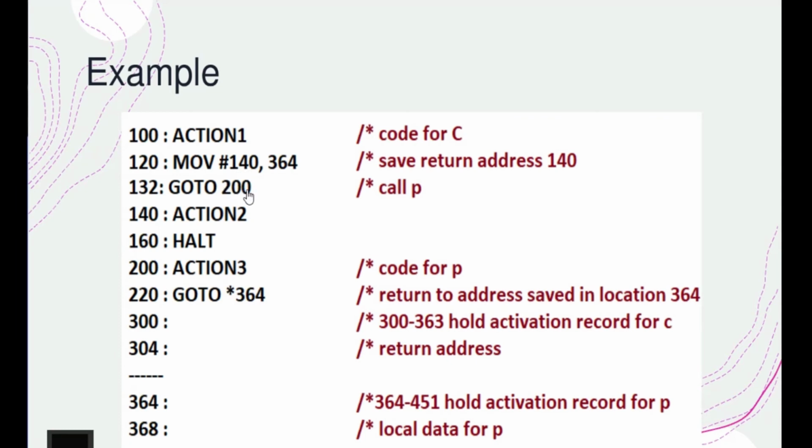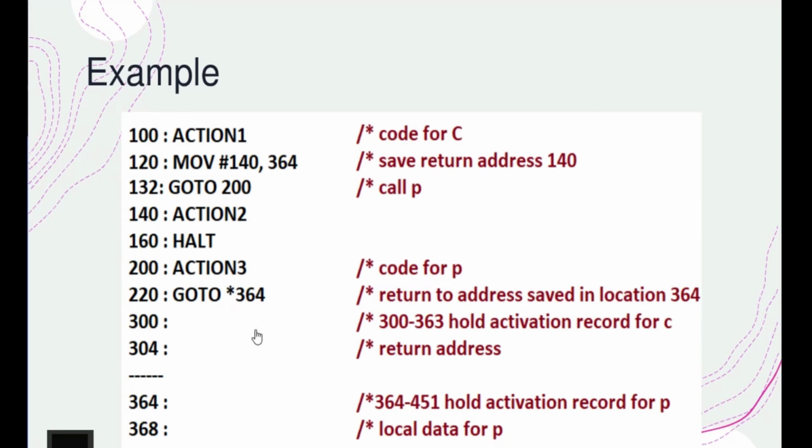Then go to 200. So where will we go? We will go to 200. This is nothing but it transfers the control to the target code for the called procedure. So this transfers the control to action 3. And here is the code for the procedure. This is the actual code for the procedure call. This is the code where the called procedure statements will be.